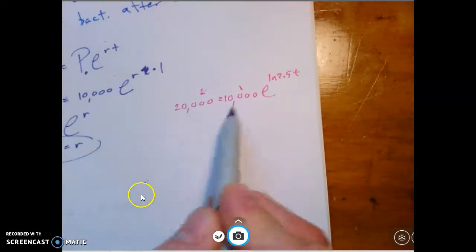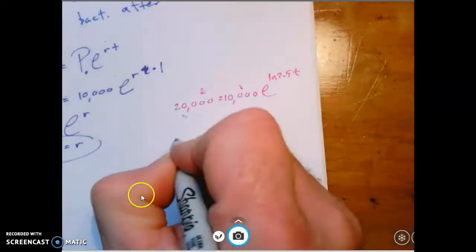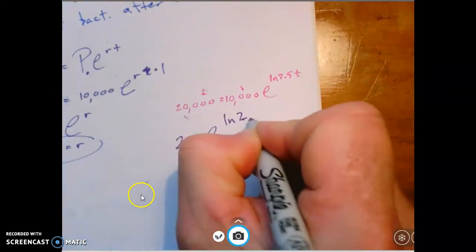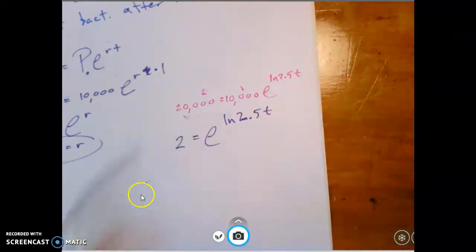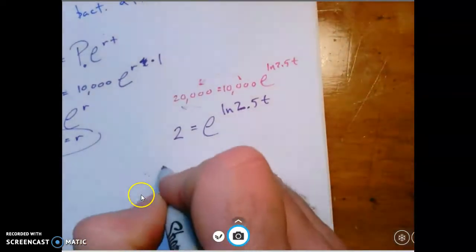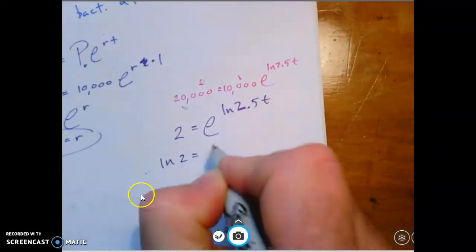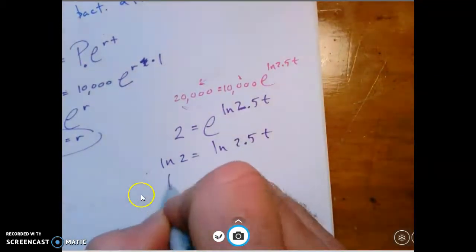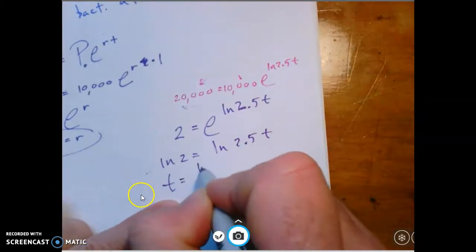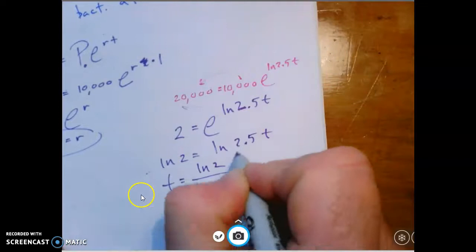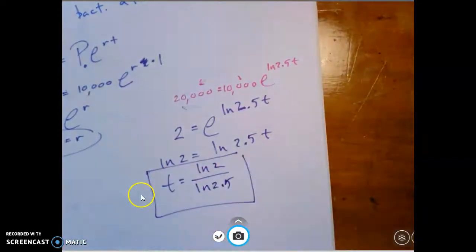Whenever I divide this by 10,000 on both sides, I get this. This is not a coincidence. This is going to happen every single time. So at this point, I take the ln of both sides, and I find out that t is equal to ln of 2 divided by ln of 2.5. I'll let you put that in your calculator.